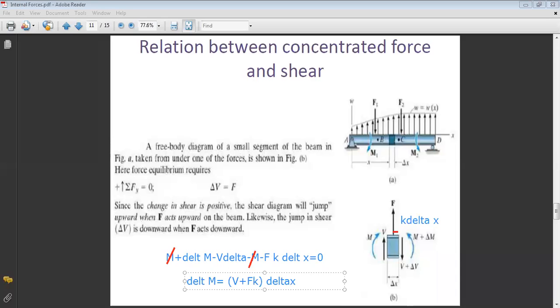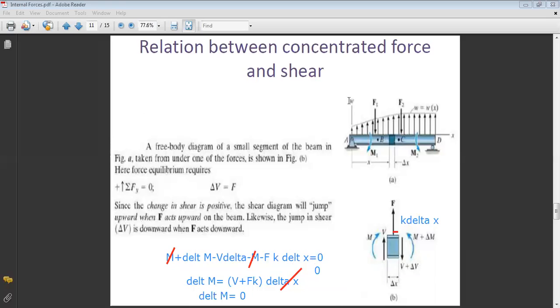Now, if you take delta x in your problem, you are always taking a very small element. So delta x tends to 0, and this term tends to 0. Then what will be delta M due to a concentrated force? Delta M due to concentrated force is 0. So the moment will not change due to the effect of a concentrated force. The moment will only change due to the effect of a concentrated moment.